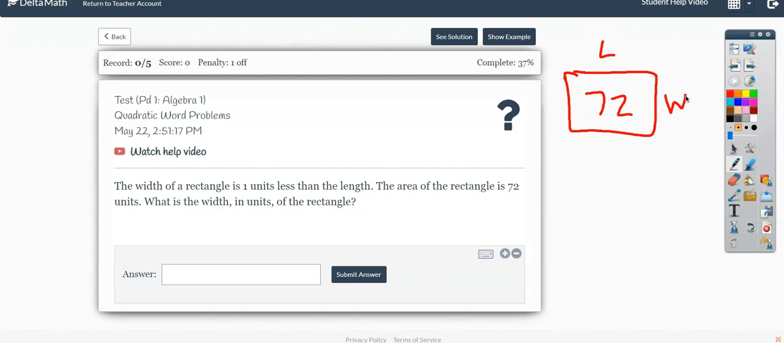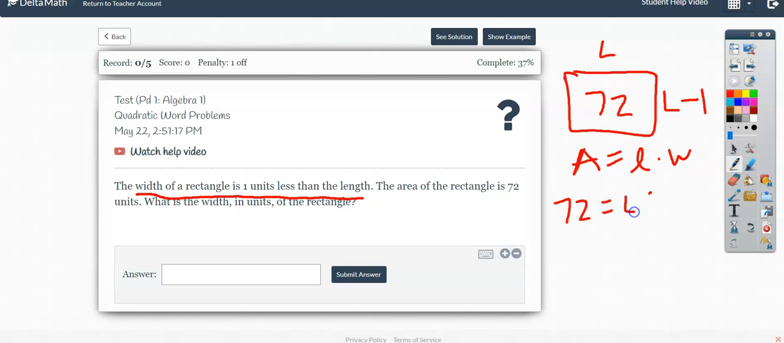So if L represents length and W represents width, one of those letters needs to be erased and replaced with some other information. It looks like we have that information here, that the width is 1 unit less than the length. So I'm going to erase the letter W and replace it with 1 unit less than the length. For a rectangle, the formula for the area is length times width. So for us, 72 is equal to L times L minus 1.